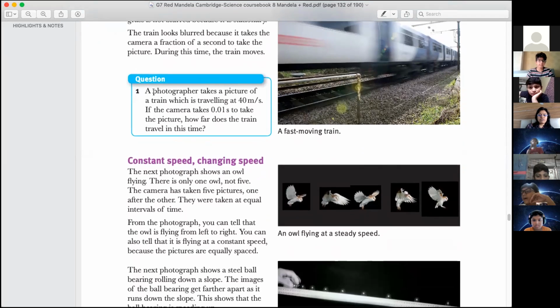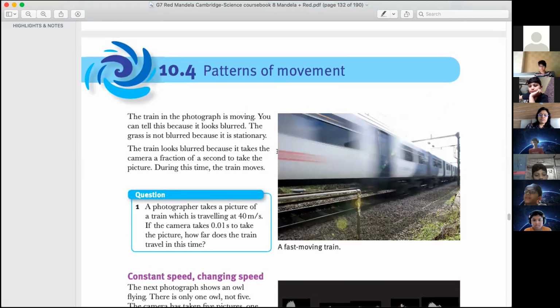Ma'am, can you repeat? When you take a picture of a moving object, till the time you click the camera, the object has already moved a little distance. So that is why the picture comes out blurred. Okay. That example is being explained over here for this picture, a fast moving train.